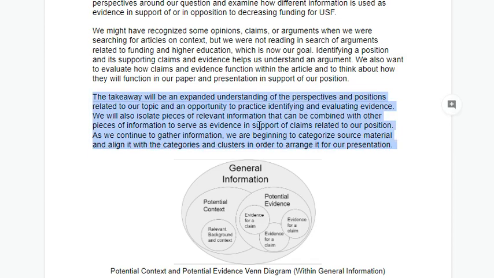We will also isolate pieces of relevant information that can be combined with other pieces of information to serve as evidence in support of claims related to our position. As we continue to gather information, we are beginning to categorize source material and align it with the categories and clusters in order to arrange it for our presentation.